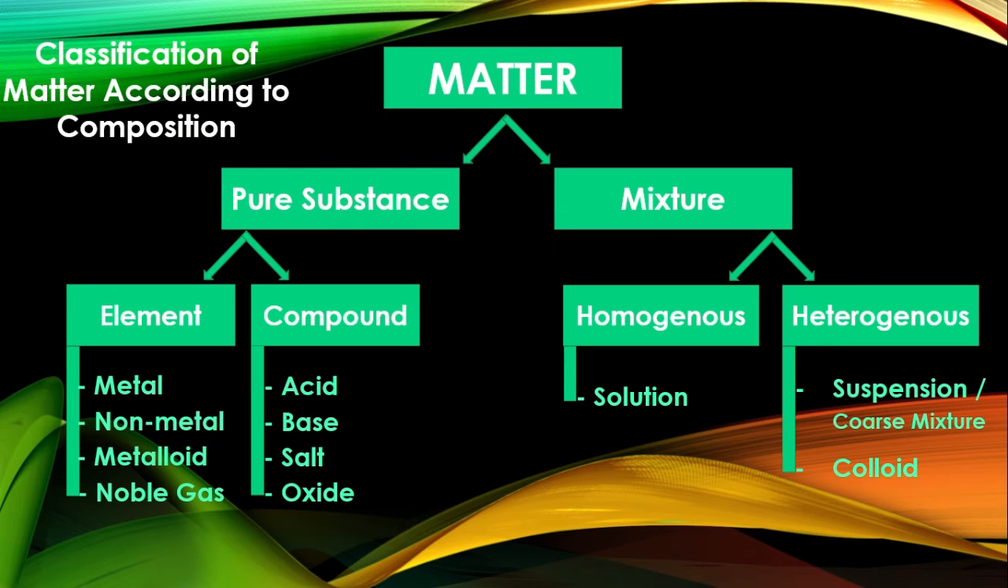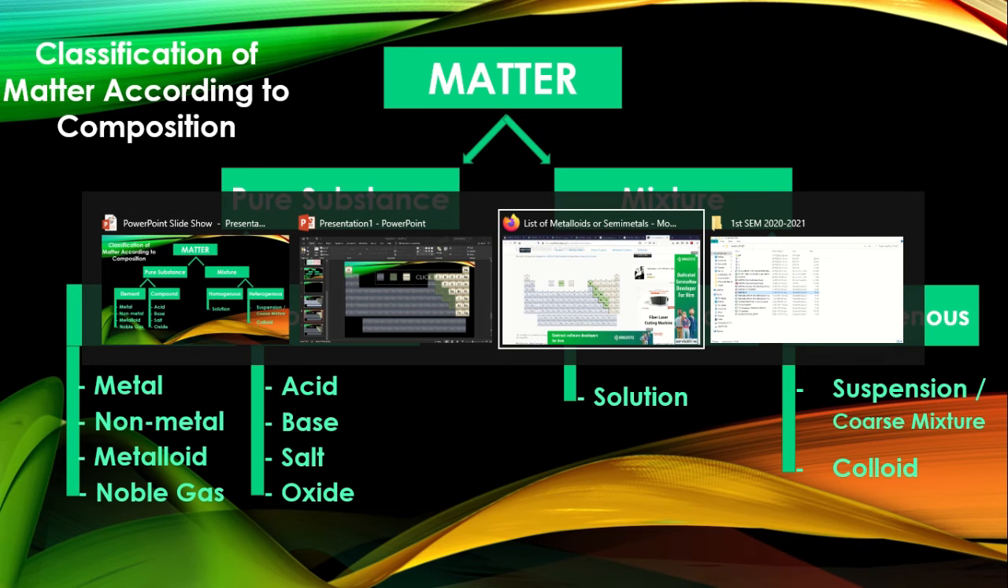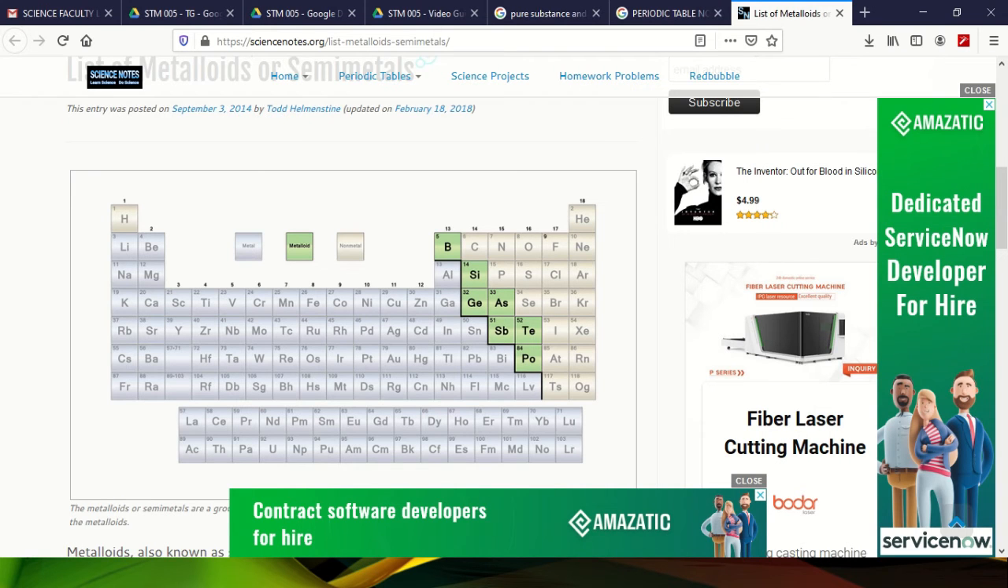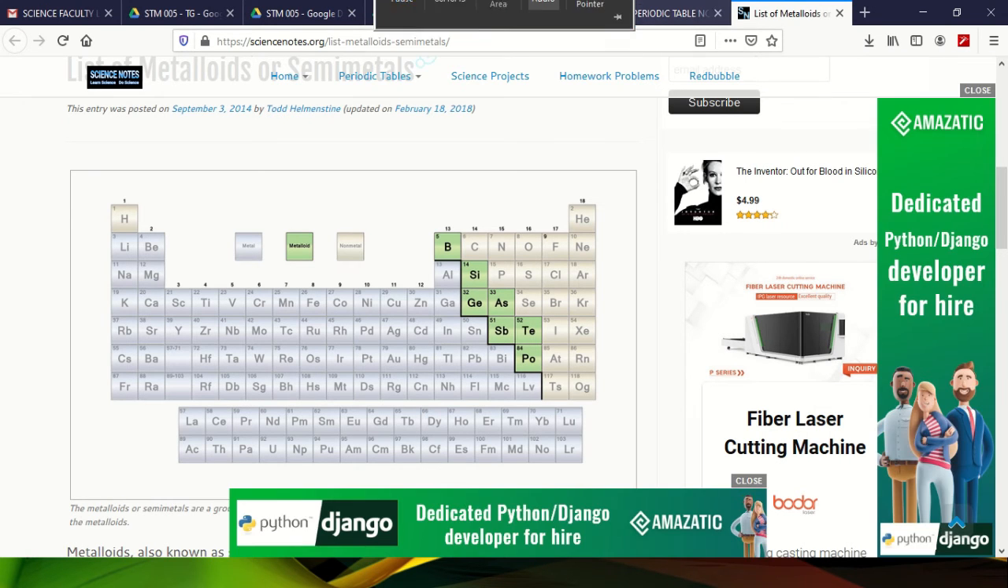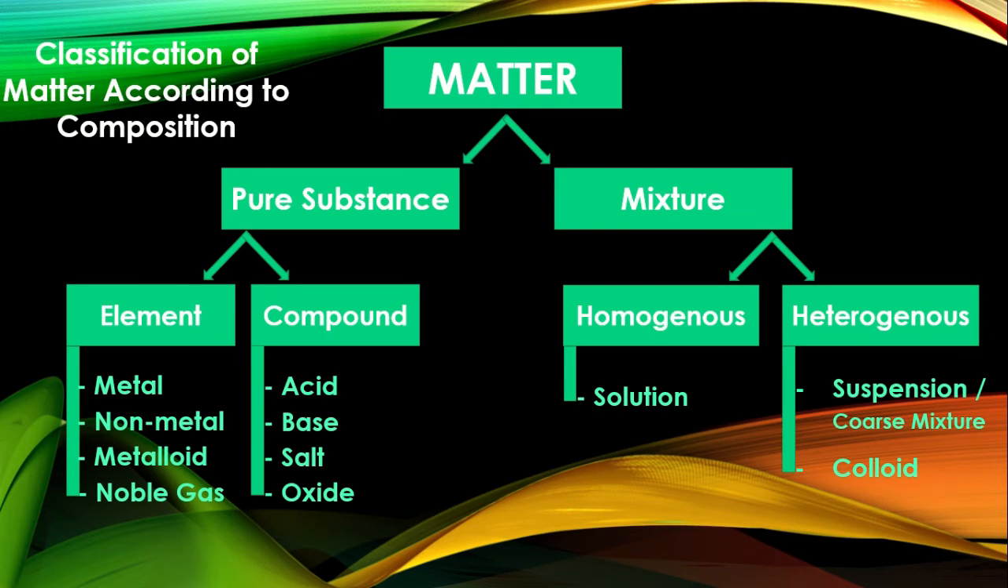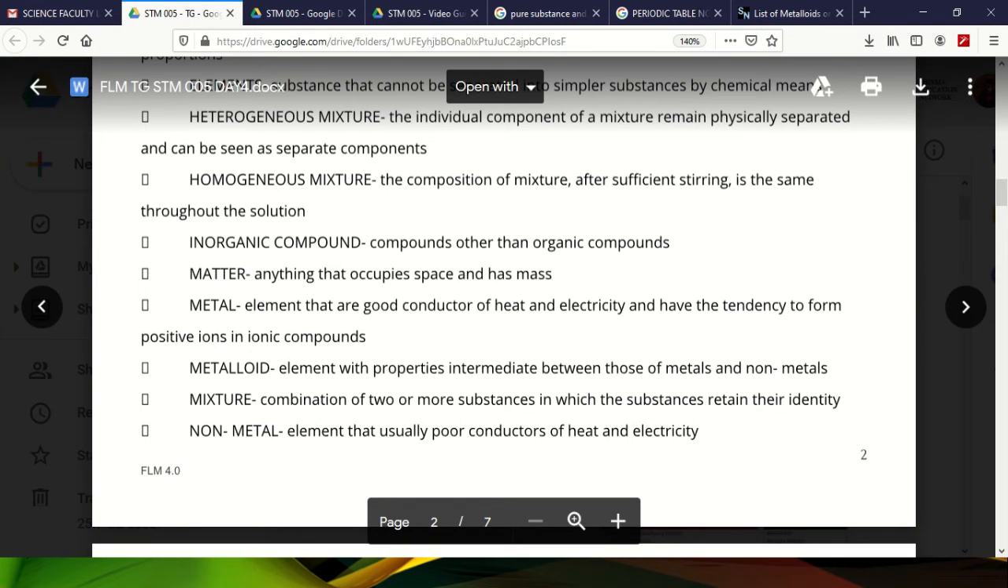Next are your metalloids. Now, metalloids are a cross between metals and nonmetals. That is because they exhibit both the characteristics of a metal and a nonmetal. Metalloids, on the other hand, exhibit properties intermediate between those of metals and nonmetals.